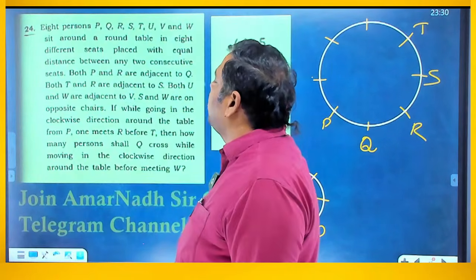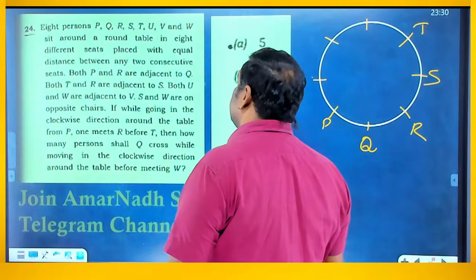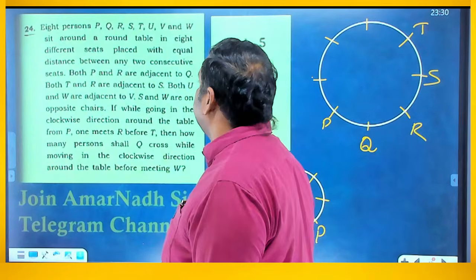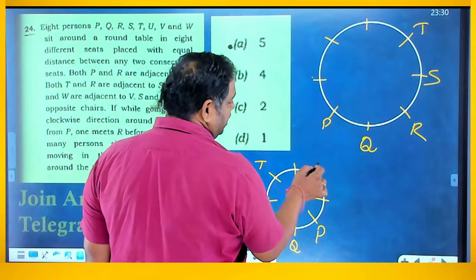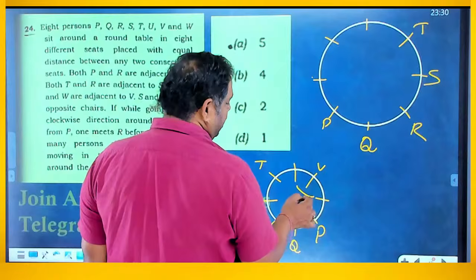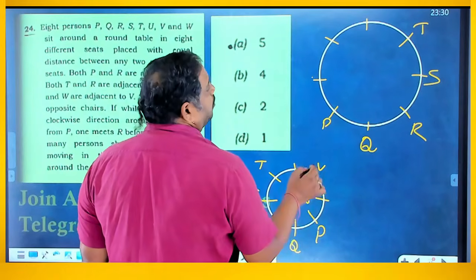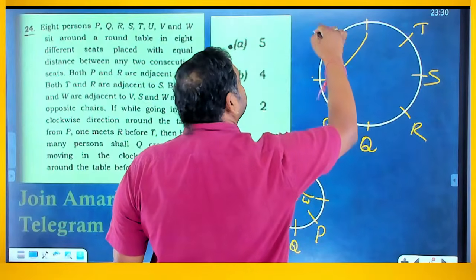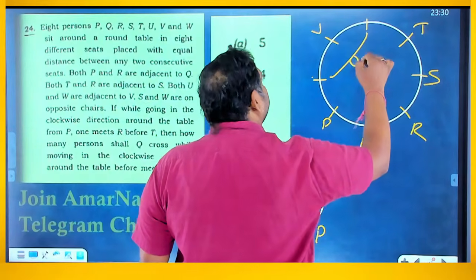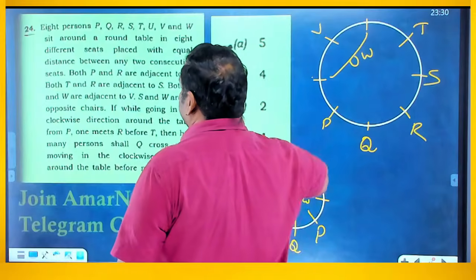Both U and W are adjacent to V. U and W are adjacent to V. Okay, U, W, V. That means that definitely these two places are U and W, right? These three places will be occupied. This is V, and these two will be occupied by U and W. I'm unable to say where they are.